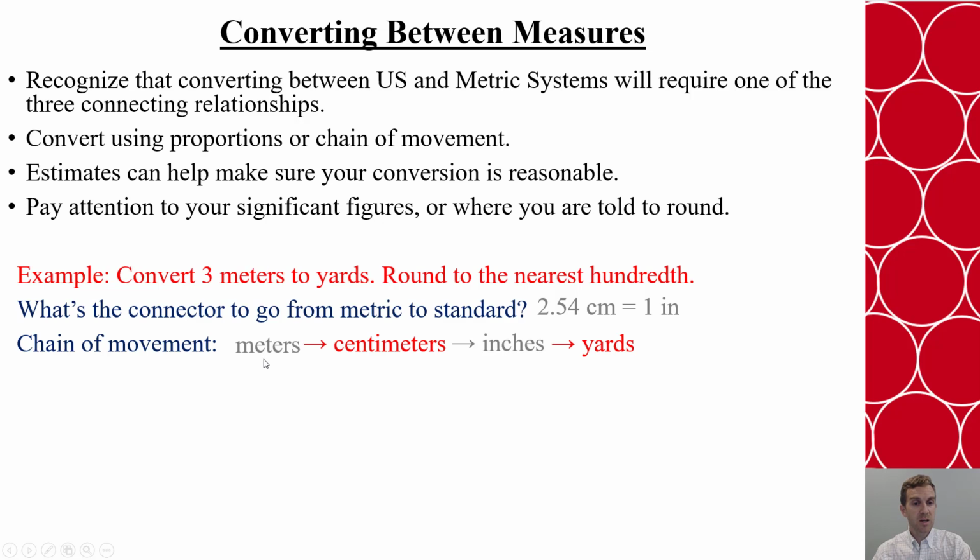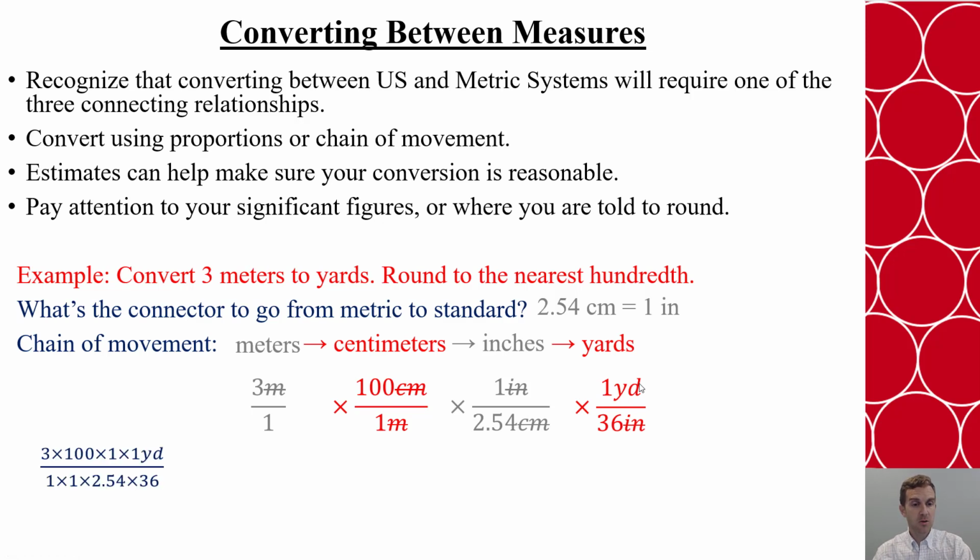So I'm going to start with my meters. I have 3 meters and I make it fractional form to make the chain of movement easier to do. Then I know there's 100 centimeters in 1 meter, which simplifies my units of meters. Now I know that there's 1 inch to 2.54 centimeters, simplifying that unit of centimeters. And lastly, I know there's 1 yard in 36 inches. This leaves me then with only 1 unit, yards. So I'm going to multiply my numerators and then multiply my denominators, leave me just with my unit of yards.